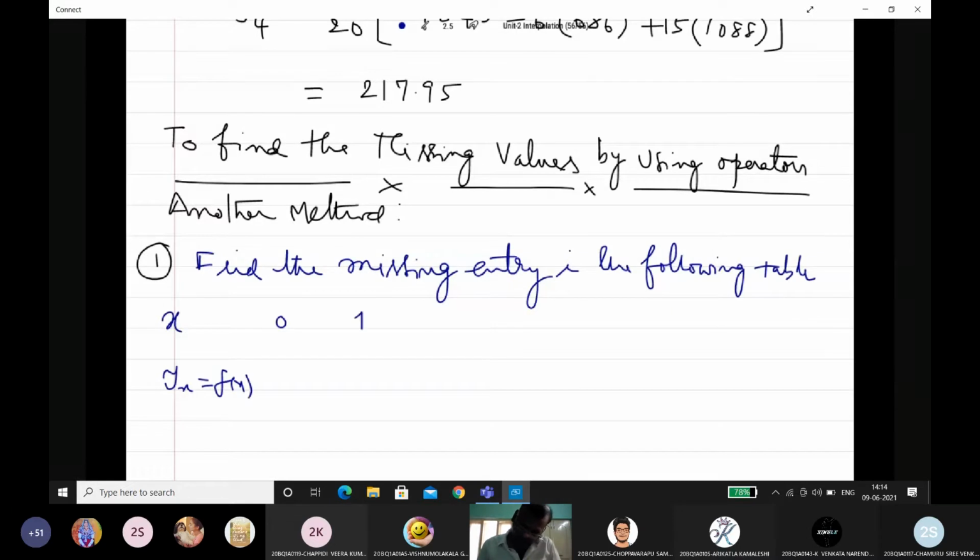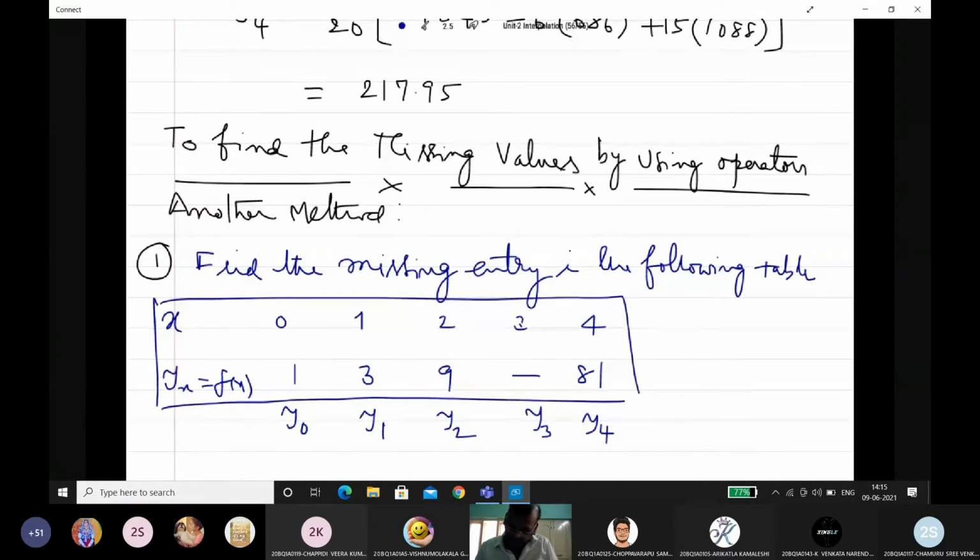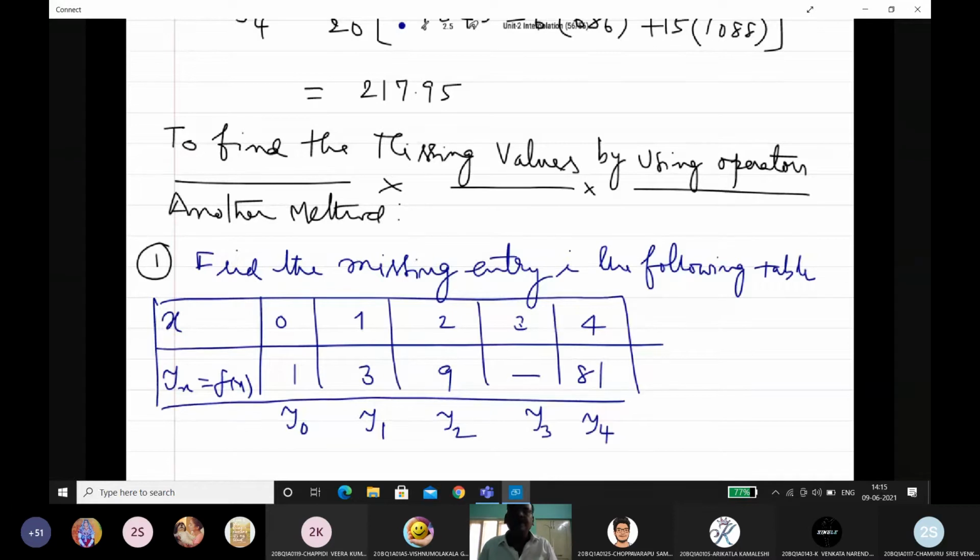0, 1, 2, 3, 4 ఆల్రెడీ చేసిందే ఇది. We can do some other value. 1, 3, 9, dash, 81. We call this one as y0. This one is y1. This one is y2. This one is y3 and this one is y4. These are the data values. Okay. Now we can find the missing value y3.